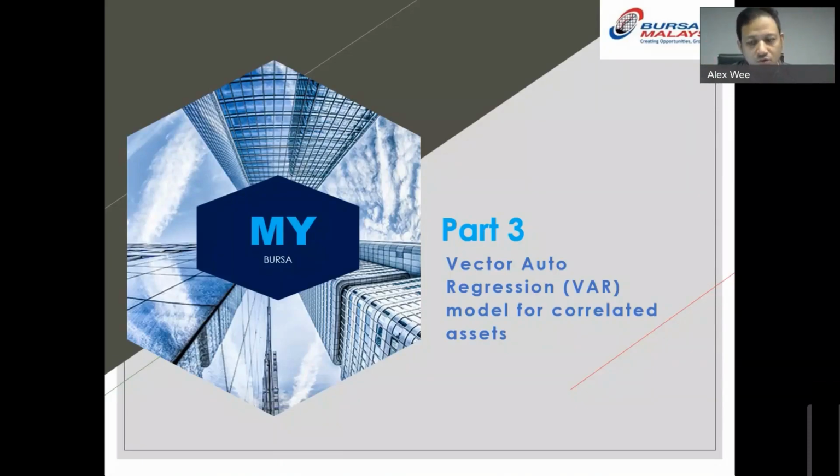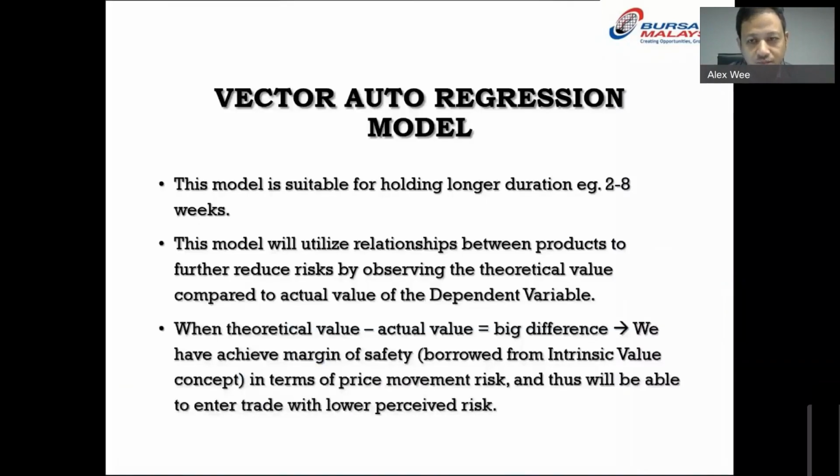So the model I'm going to share with you. Of course, there are many other models for intermarket, which I cannot disclose all. One of the oldest ones that I work with is called vector auto regression, the VAR model, for co-integrated assets. How to use it? This model is suitable for holding around 2 to 8 weeks in a trade. Let's say this model shows a signal, the holding period is about 2 to 8 weeks. So this is more on swing trading or position trading. It's not so much day trading.